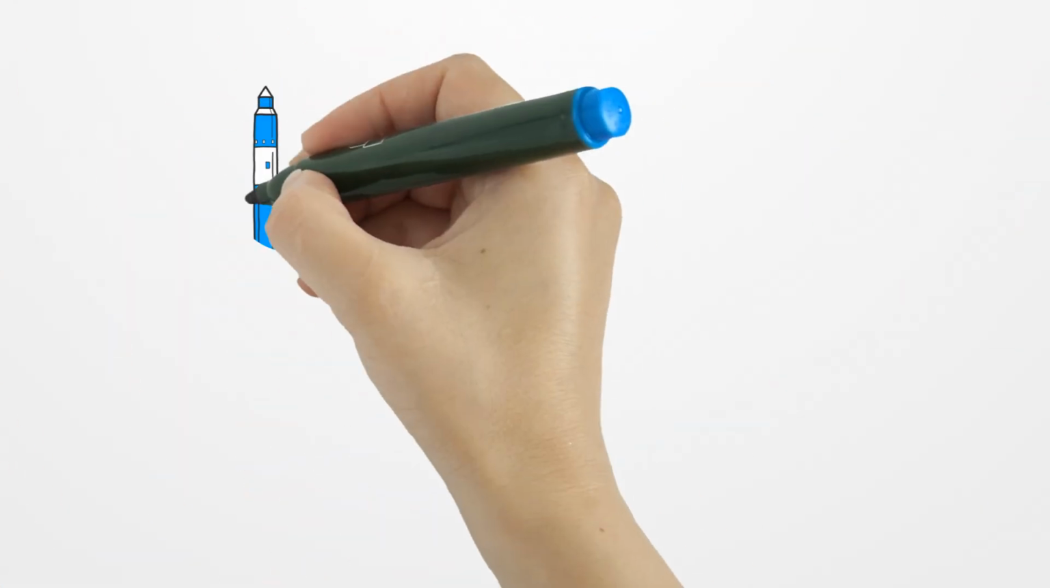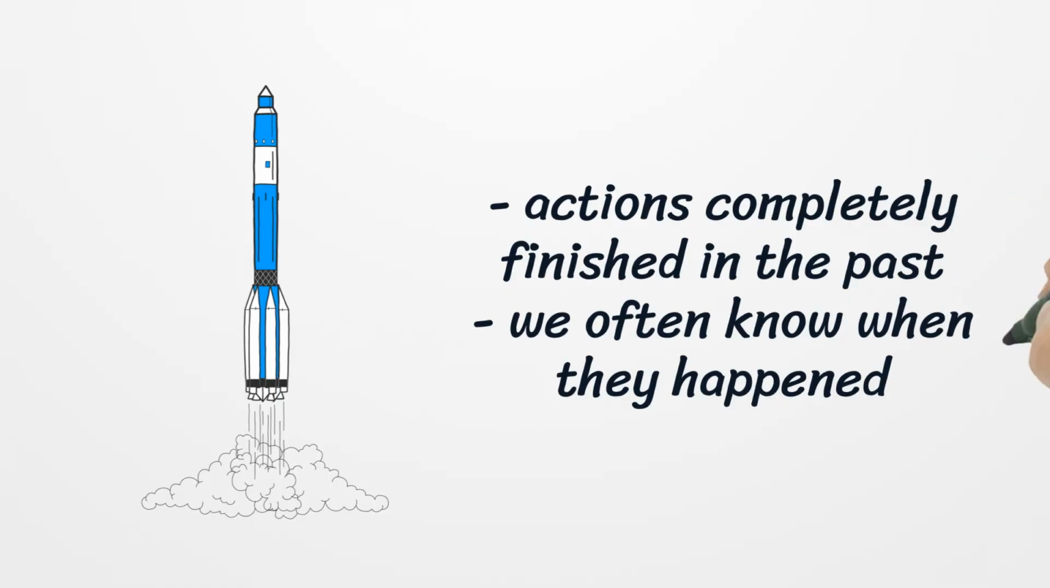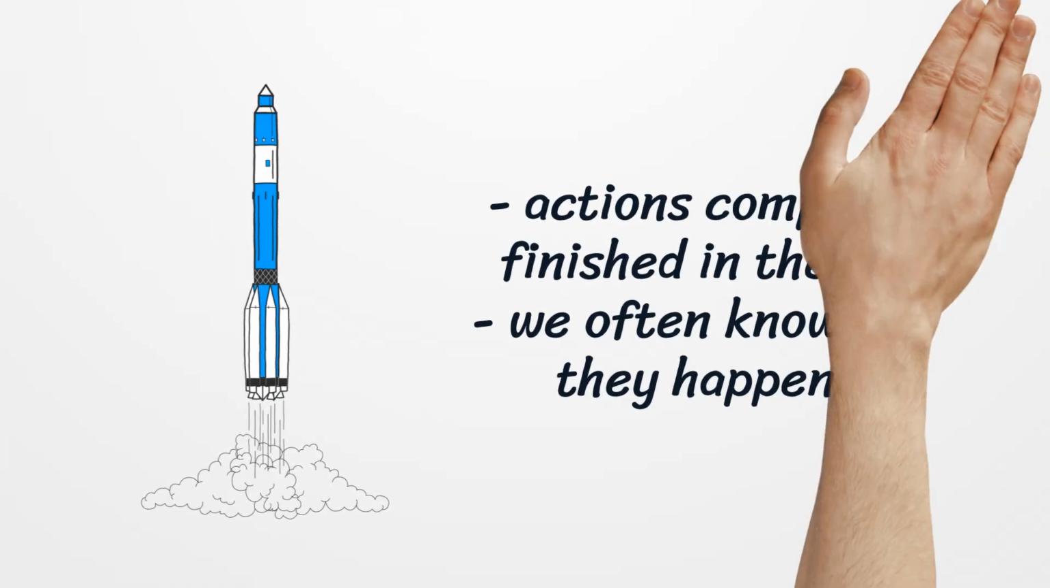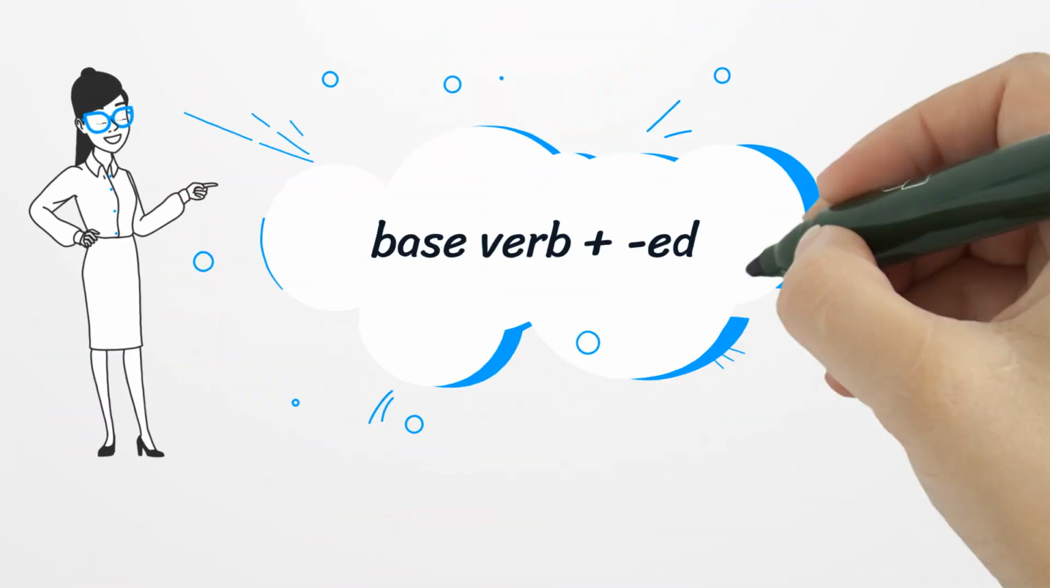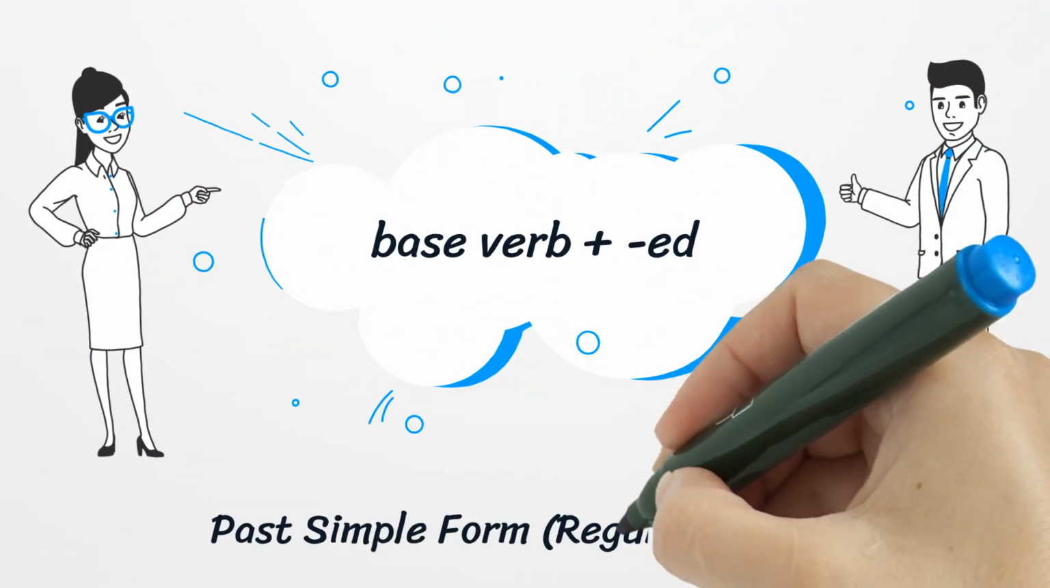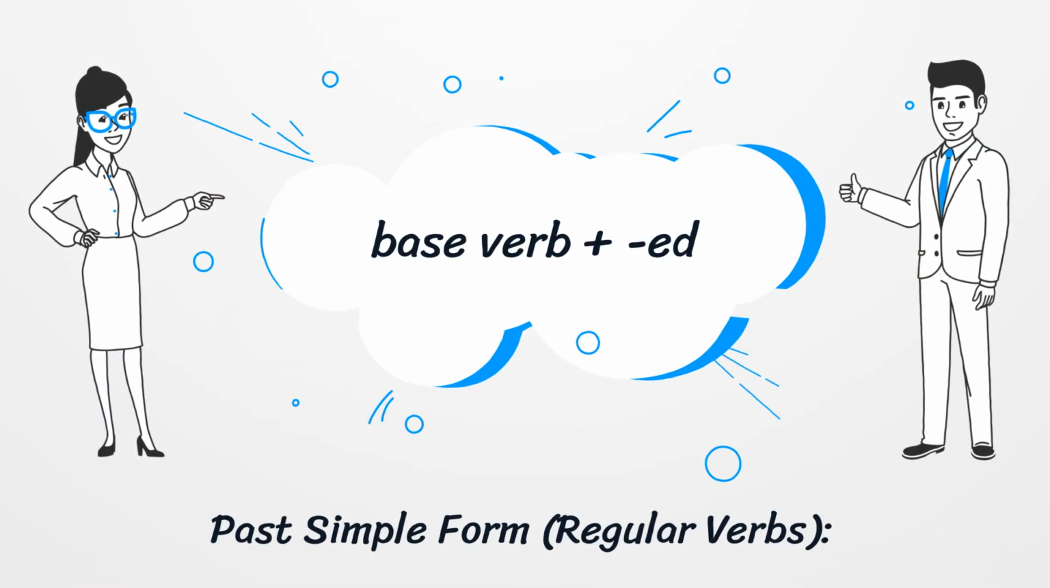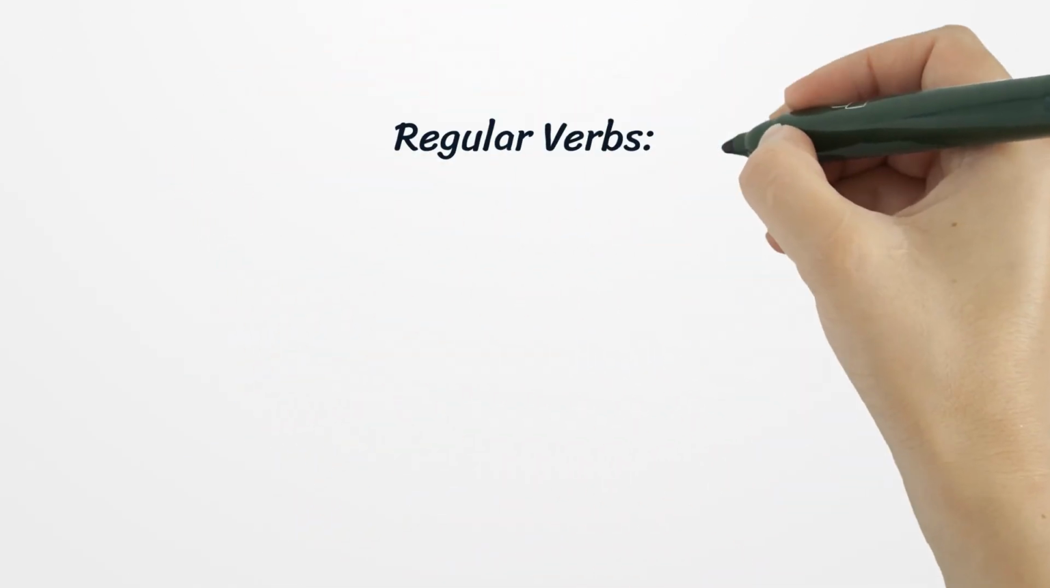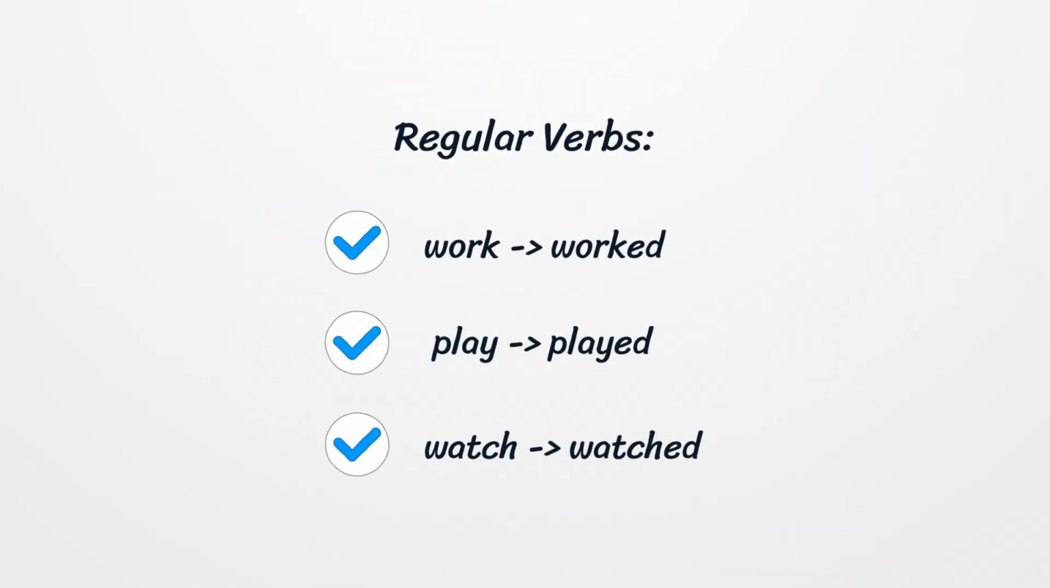We use the past simple for actions that are completely finished in the past. We often know exactly when they happened. To form the past simple tense, we add the -ed ending to the base form of the regular verbs. For example, work becomes worked, play, played, and watch, watched.